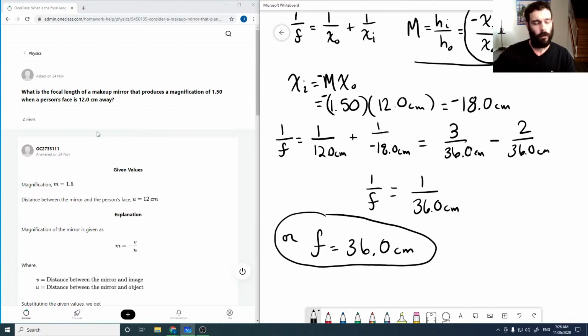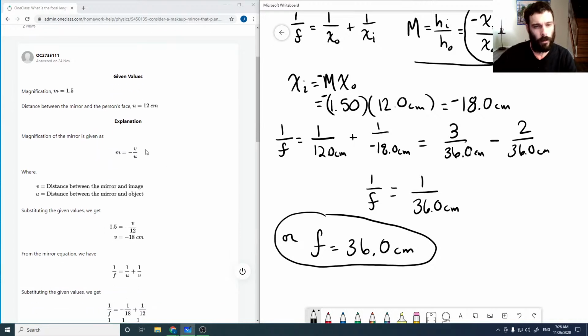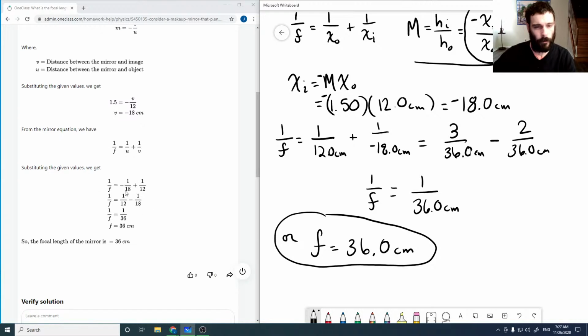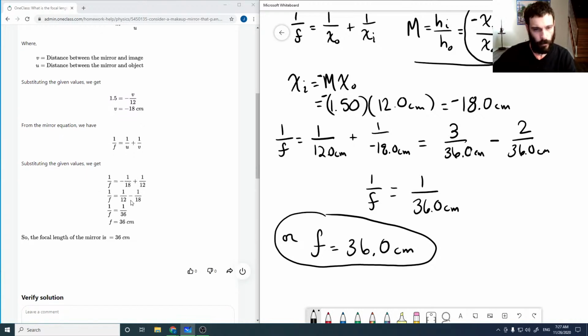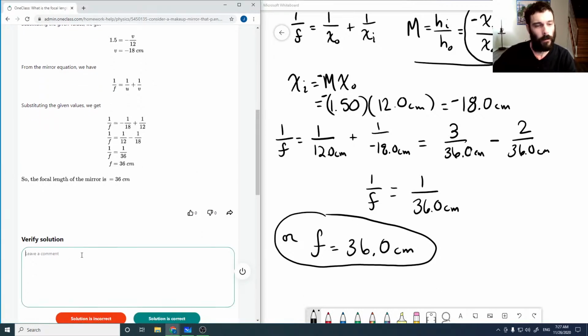All right, so looking through the solution, the magnification can be related to the distance between the mirror and the object, and the mirror and the image, like this. Substituting our values, we get minus 18, which is what we had. And from the mirror equation, we can get our focal length, which comes out to be this. And yeah, so our focal length we get is 36 centimeters. So that looks good.